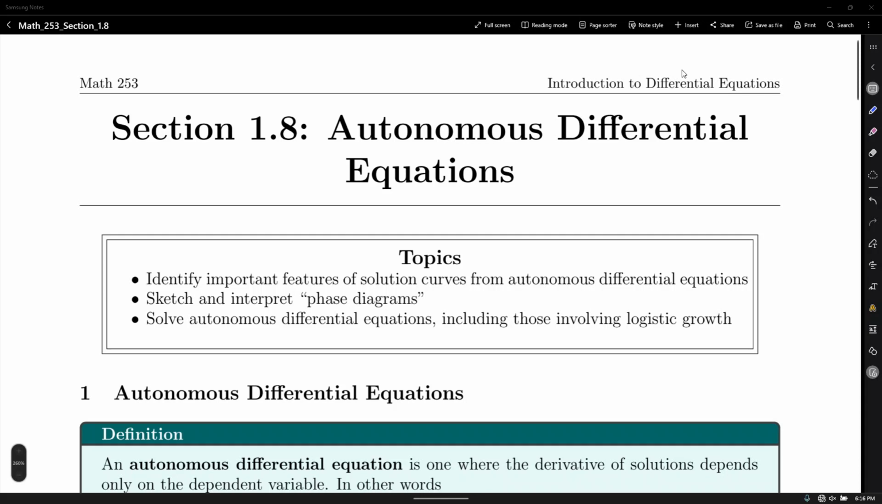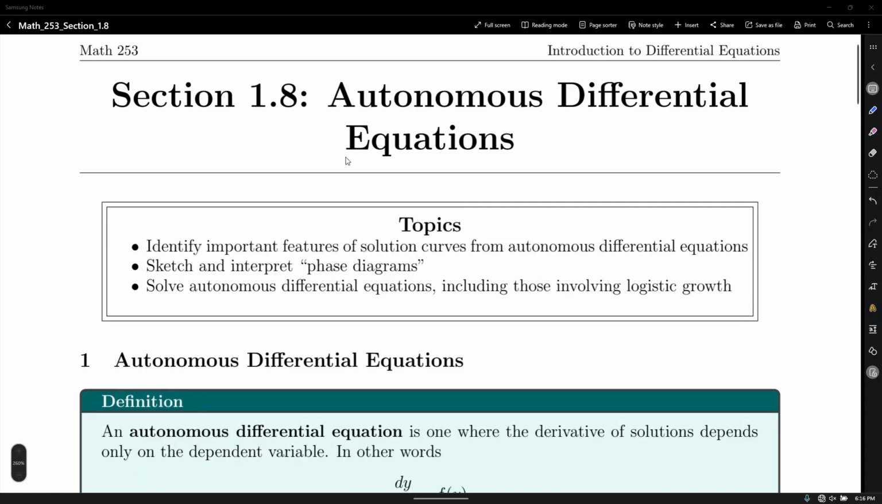Okay, so in this video we cover 1.8 autonomous differential equations. In this section we will identify features of solution curves from autonomous differential equations, sketch and interpret phase diagrams, and solve autonomous differential equations, including those involving logistic growth.